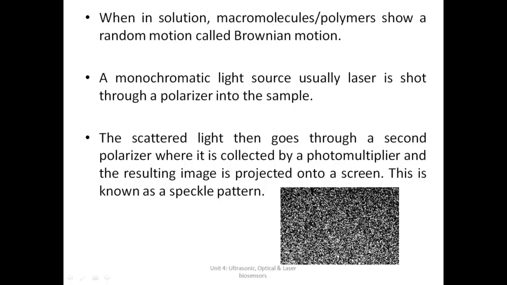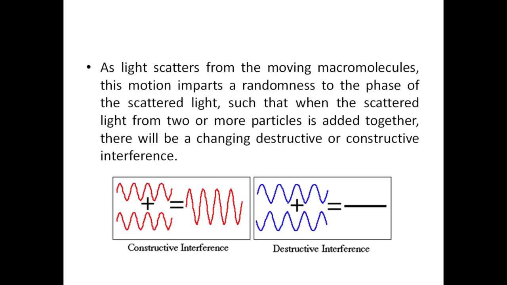This is because of random reflections and refractions and scattering. Basically, because of that random scattering of light that is taking place. Now, why are these black and white patterns coming in? As the light scatters from the moving macro particles, the motion imparts randomness to the phase of the light that is being scattered, such that when the scattered light from two or more particles is added together, they will undergo destructive or constructive interference.